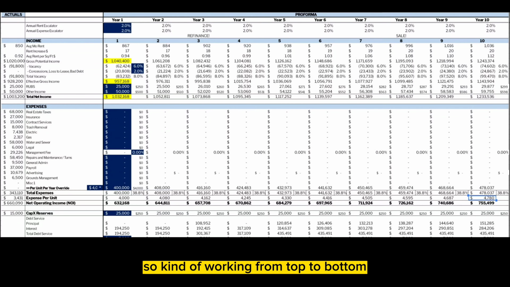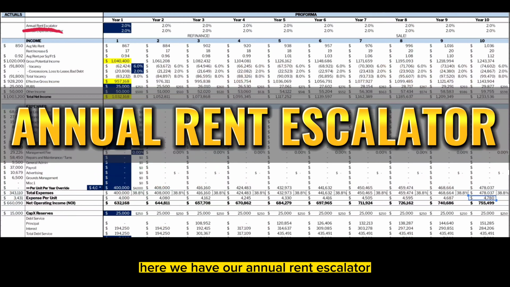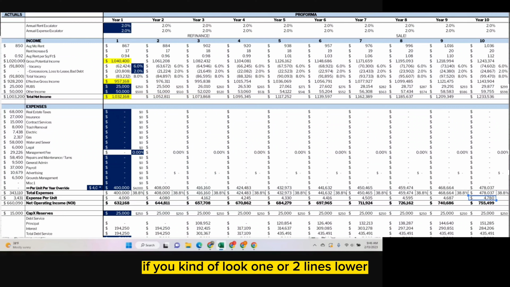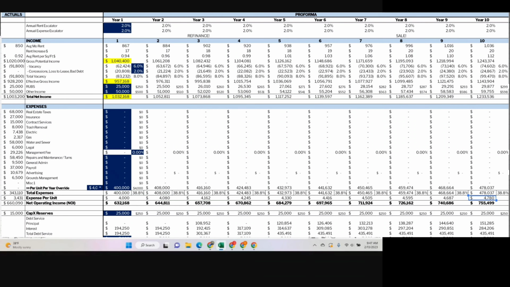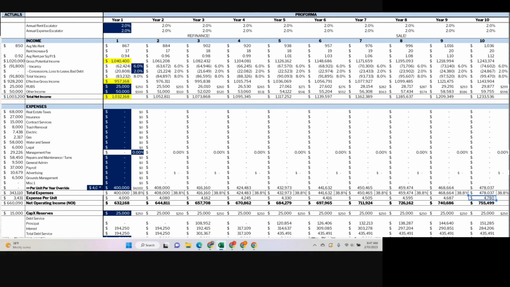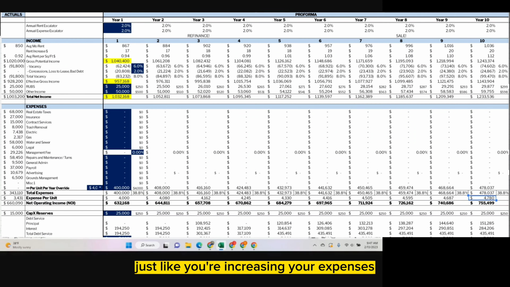So working from top to bottom here, we have our annual rent escalator and annual expense escalator. Obviously, if you look one or two lines lower, you've got your average monthly rent. And you're increasing your average monthly rent by a percentage, just like you're increasing your expenses, to keep up with inflation or just natural rent growth or forced rent growth, whether you're renovating the property or it's in an area where rents seem to uptick over time.